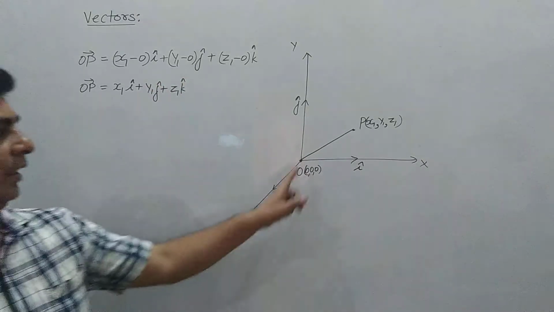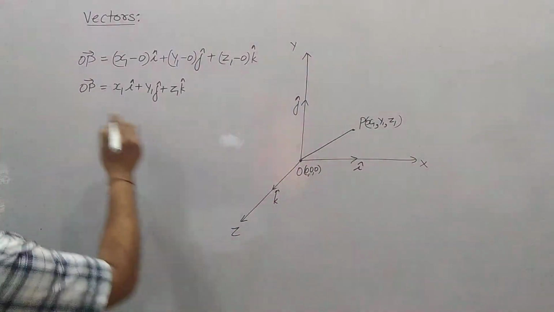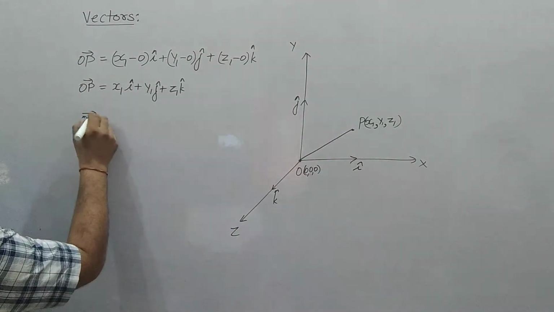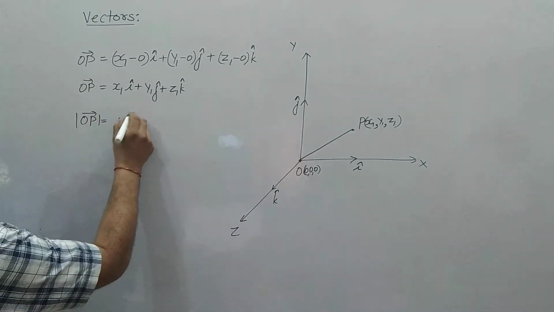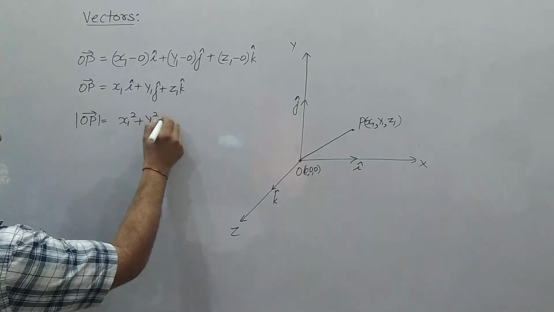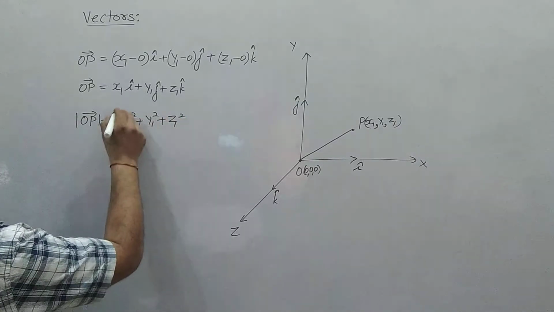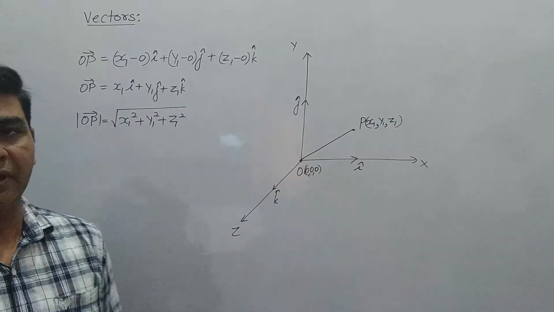Now if you want to find the length of this vector, the magnitude of the vector OP is given by the square root of x1 square plus y1 square plus z1 square, by using the distance formula.